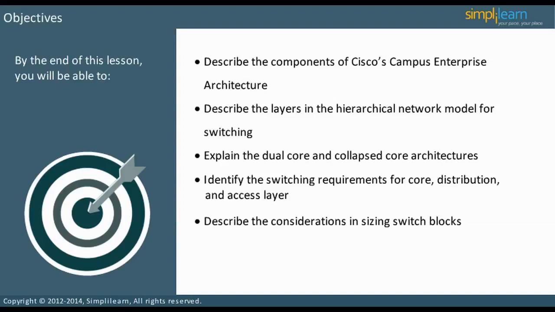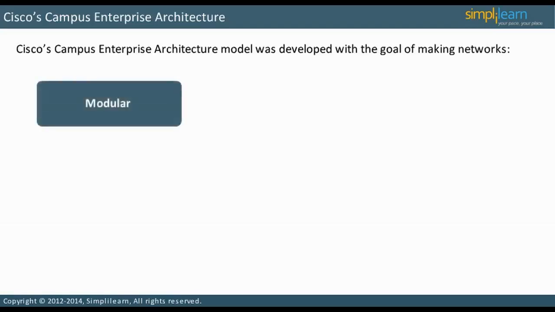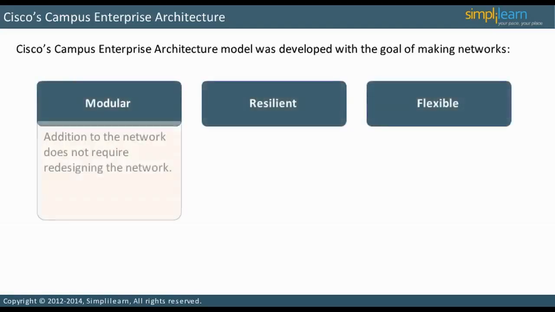Let us start with the discussion of Cisco's campus enterprise architecture. Old legacy designs do not meet today's network requirements. They have a flat, non-hierarchical architecture. They are also based on Layer 2. The goal is to create networks that are modular, resilient, and flexible.